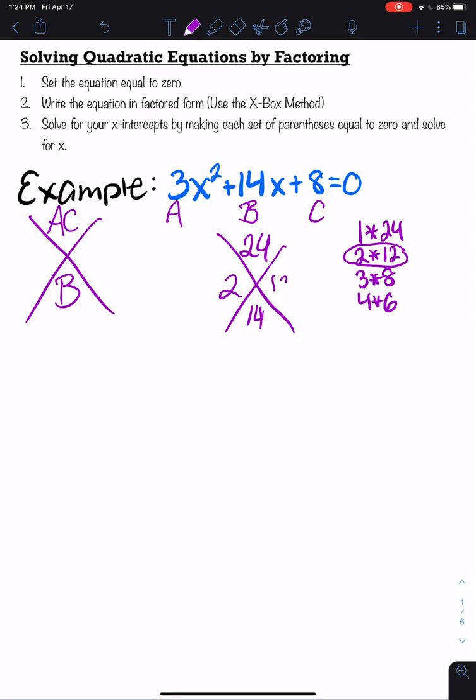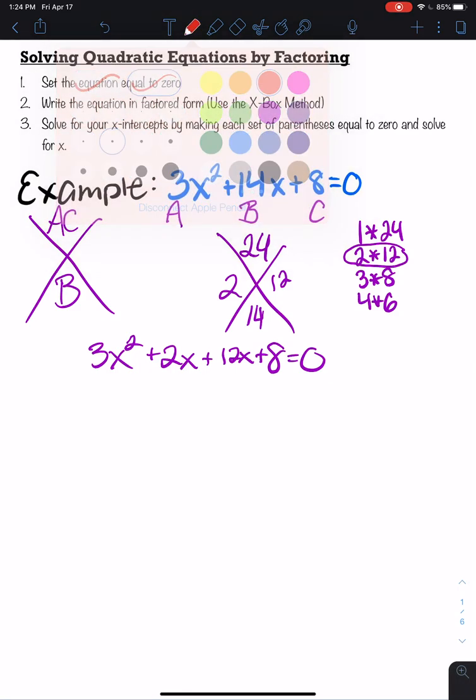So, if I look right here, these two numbers will also add to 14. So I could put 2 and 12. Now it doesn't matter the order. You can easily put 12 first and then 2. The order does not matter, however the signs do. So from here, I'm going to rewrite, replace, rewrite. And what that means is I'm rewriting my a term of 3x squared. I'm replacing my b term, 14x, with the two factors that I just got from my x-box, so 2x and 12x. And then I rewrite c. Rewrite, replace, rewrite. So I have 3x squared plus 2x plus 12x plus 8 equals 0.